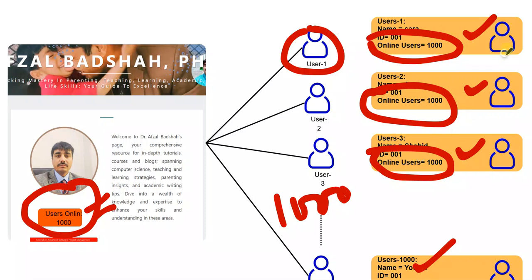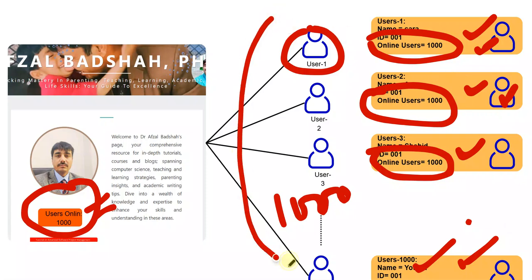But the issue is that object 1 needs its separate space for that, object 2 also needs a separate space for that, and if there are millions of users, the millions of users will need separate space for that.